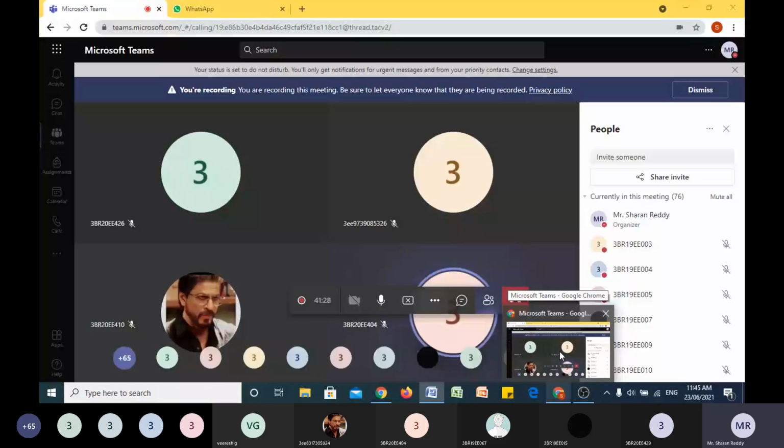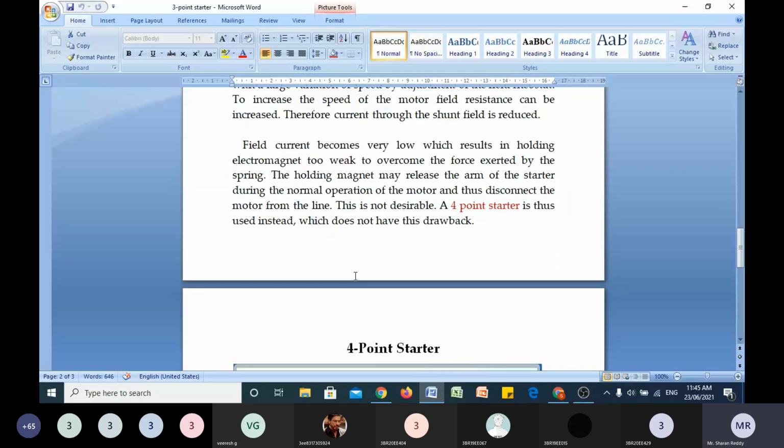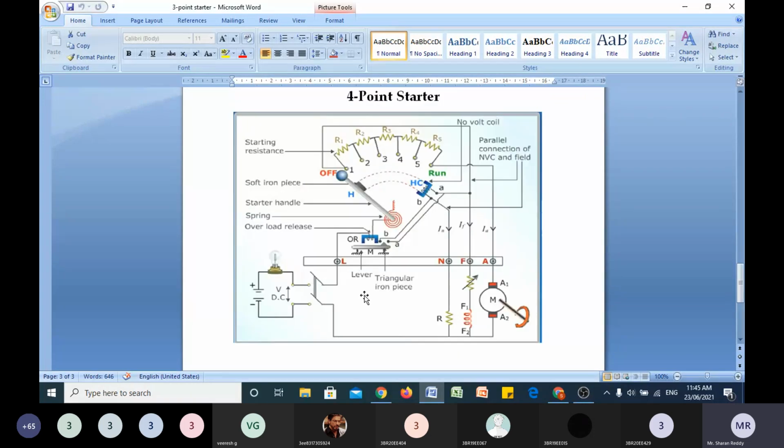Okay, right. Now coming to the 4-point starter. So what is the difference we are finding? Everything is the same, no difference at all. You can observe the diagram. What is the extra you are finding here? N, sir. Extra is N. N is nothing but extra resistance added. I'm showing here, can you see this R? Yes, sir. This R is a current limiting resistor, which is connected in parallel with the field.